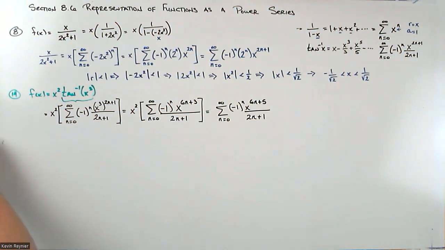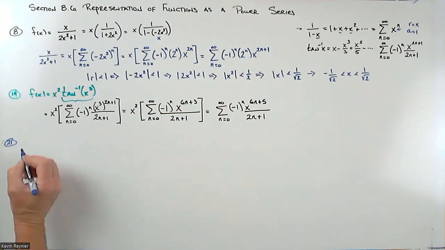From here, we'll work on 23. Let's do, no, I'll do 21. Let's do 21, because it has a different set of instructions. And so it says, find a power series representation for f, graph f, and several partial sums on the same screen. What happens as n increases?